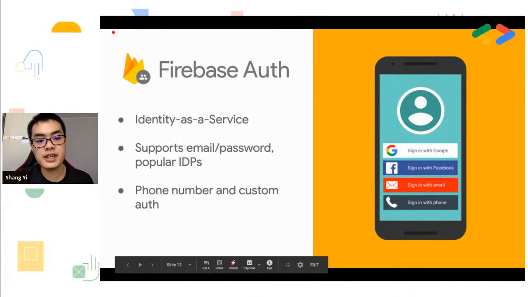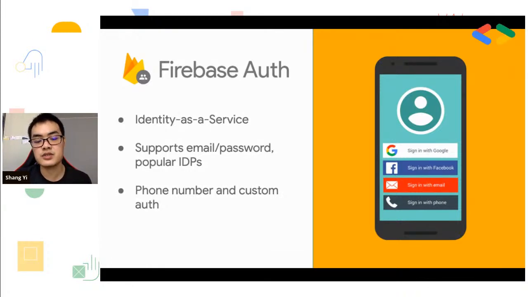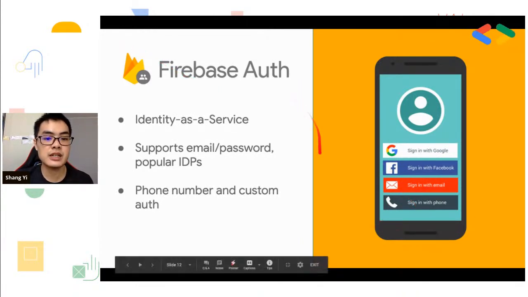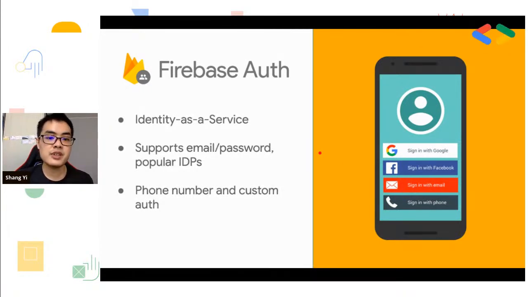It is provided as an identity as a service. That means we can provide you with different sorts of identity verification if you need it. For example, if I want to sign in with Google or Facebook, or if I want to just sign in with regular email and password, or you want to do phone number verification as well, it can be done on Firebase authentication. Now, in some systems, authentication might already be developed.